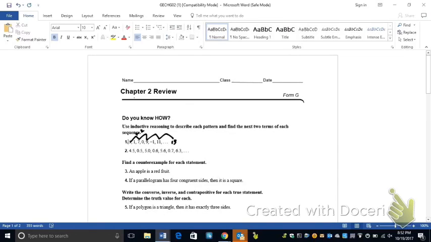5 plus 2 is 7. 7 plus 2 is 9. 9 plus 2 is 11. And so the next one in that group is going to be 13. Now on the other side, we are subtracting 1 each time. 1 minus 1 is 0. 0 minus 1 is negative 1. Negative 1 minus 1 is negative 2. So here are going to be your answers: negative 2, 13. Those are going to be the next 2 terms.